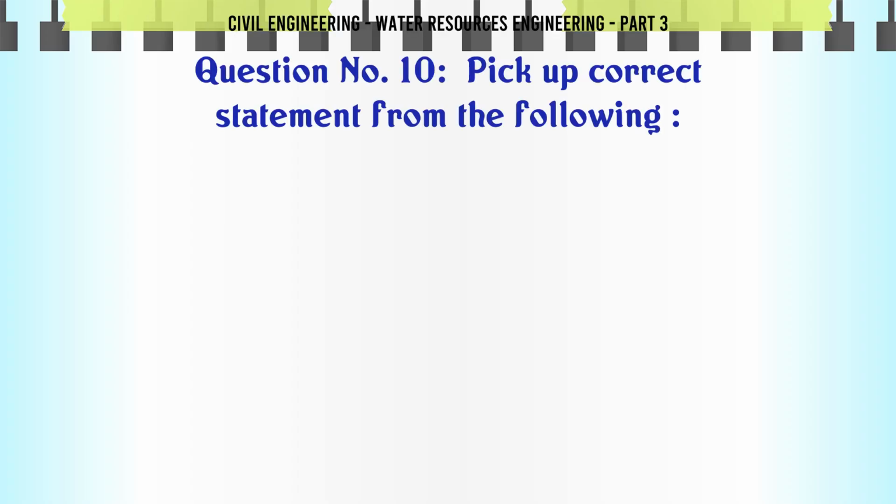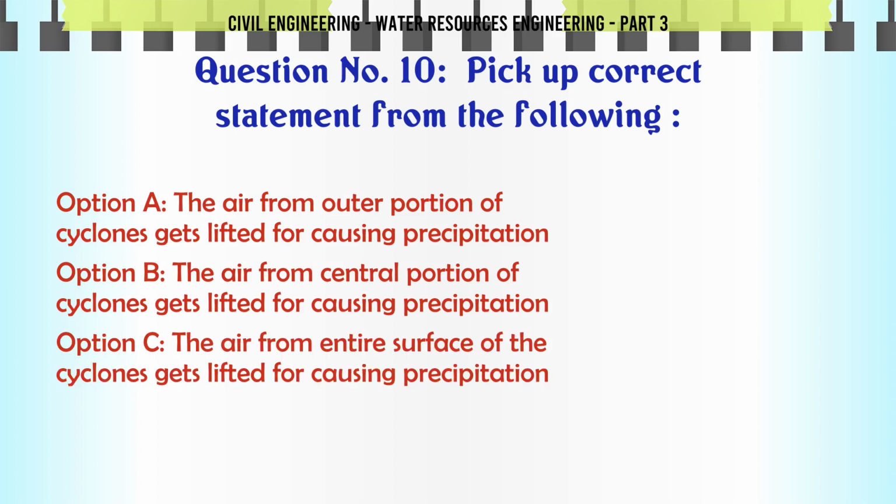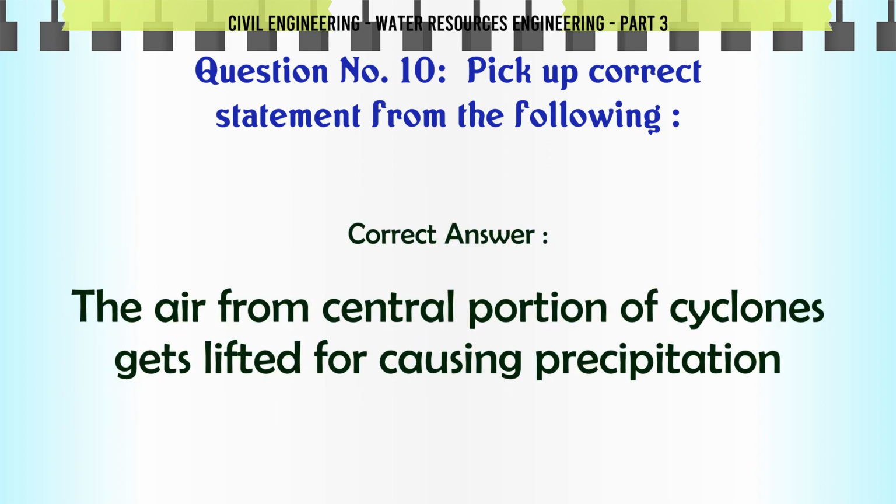Pick up the correct statement from the following. A. The air from outer portion of cyclones gets lifted for causing precipitation. B. The air from central portion of cyclones gets lifted for causing precipitation. C. The air from entire surface of the cyclones gets lifted for causing precipitation. D. None of those. The correct answer is the air from central portion of cyclones gets lifted for causing precipitation.